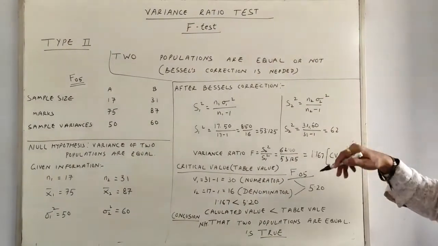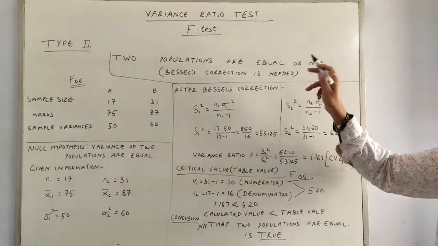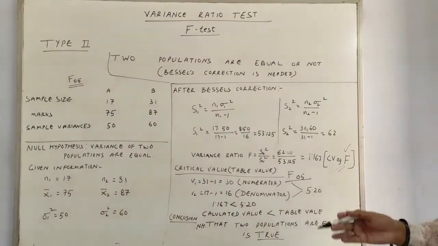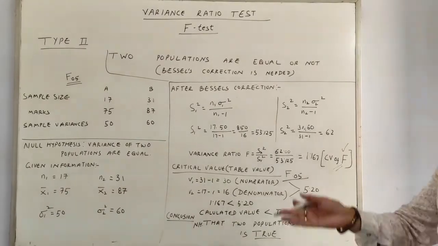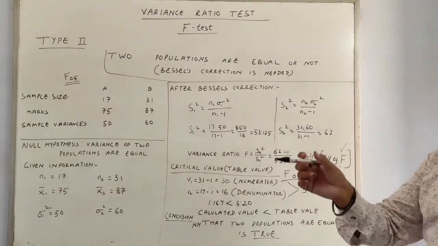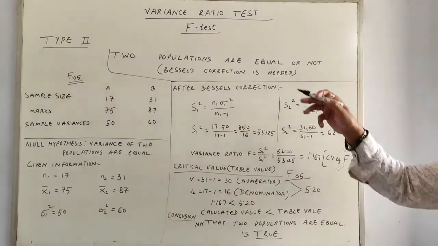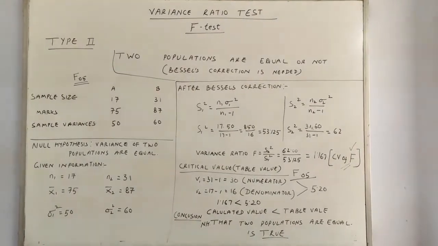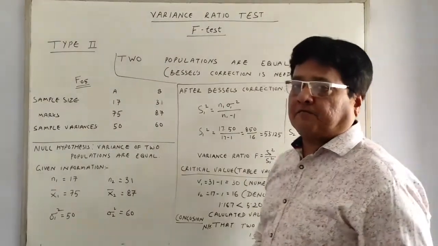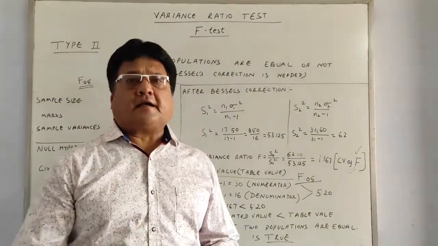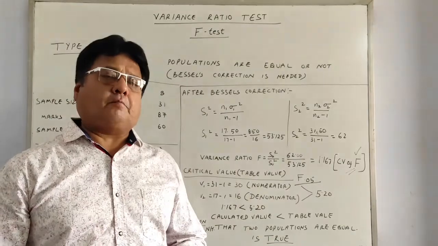So this is the second type. It deals with two populations, whether they are equal or not. Earlier we had studied two samples, whether they have come from the same population or not. So these are the studies of the F test, and after that we will come to the Z test and then the chi-square test in my upcoming videos.